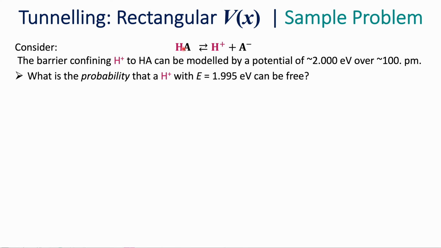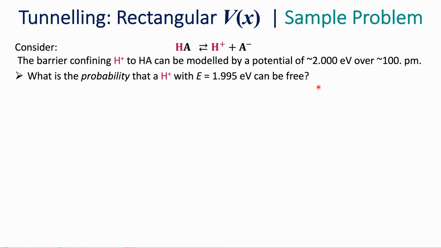Suppose that we can model that potential as being of a height of around 2 electron volts, and it extends over a certain length of 100 picometers. The question is, what will be the probability that this proton, that has a certain amount of energy, close to that energy barrier, but not exactly the same, so still a smaller energy, can actually be free and exist as a free proton in solution, for example?